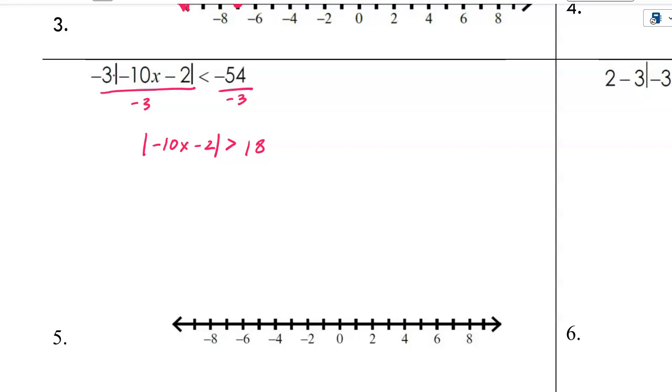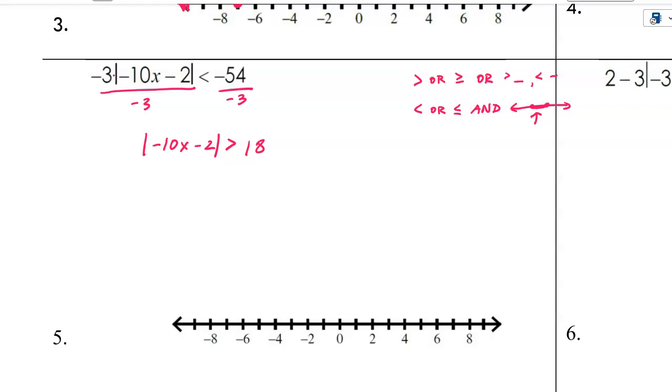Some kids like to memorize that a greater than or a greater than or equal to is going to be an or. It's going to be split up into or, and it's going to turn into greater than whatever the number is, and then less than the negative of the number. And less than or less than or equal to is an and, so when you have it, it's going to be all of the things that are trapped, or it becomes a compound inequality.